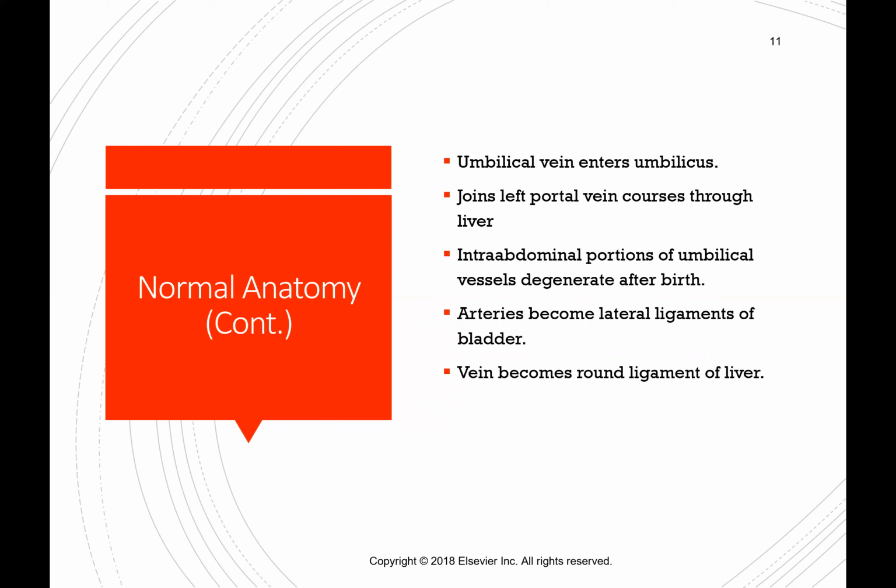The umbilical vein enters at the umbilicus and joins the left portal vein, and courses through the liver. The intra-abdominal portions of the umbilical vessels degenerate after birth. A couple of veins that we have as fetuses close up and become more like ligaments after we are breathing on our own when we are born. The arteries become the lateral ligaments of the bladder, and the vein becomes the round ligament of the liver.